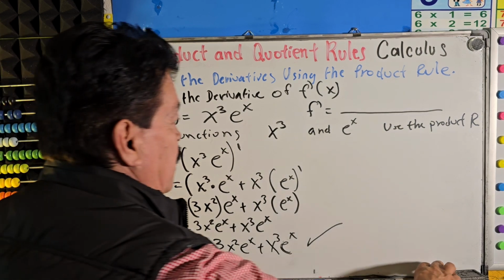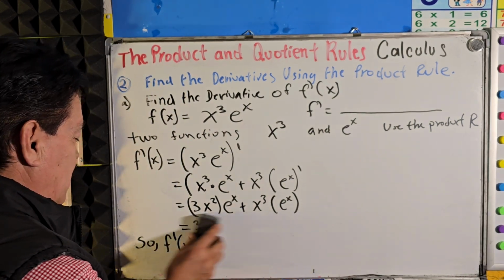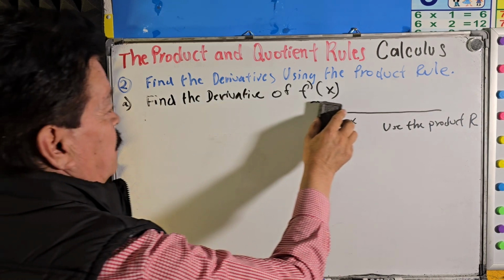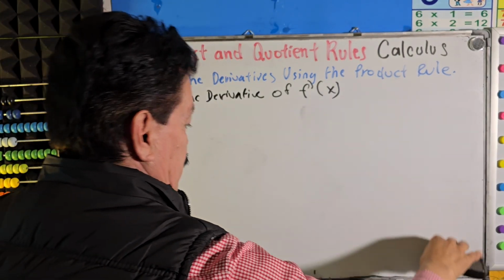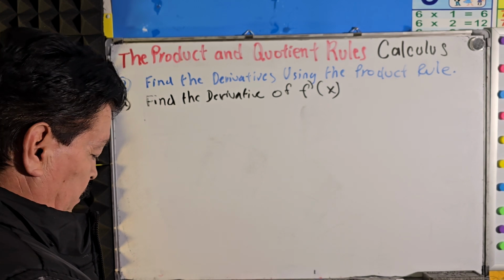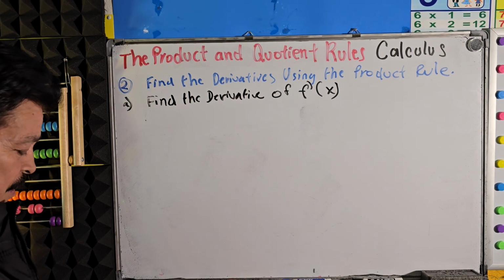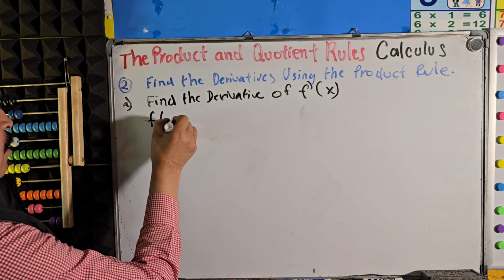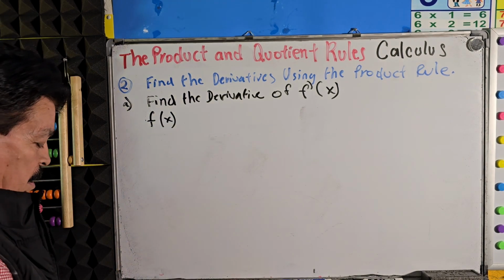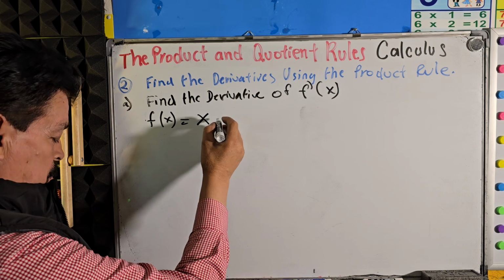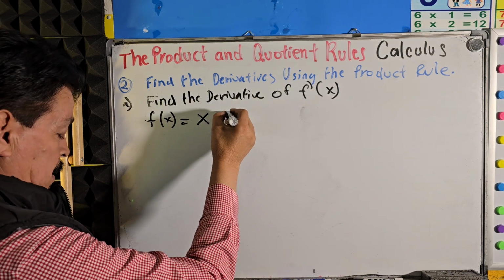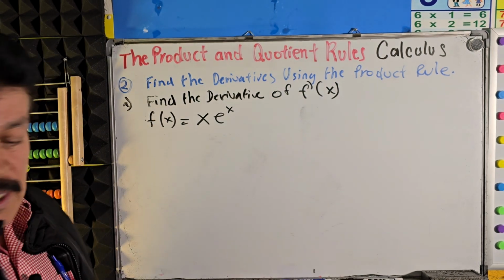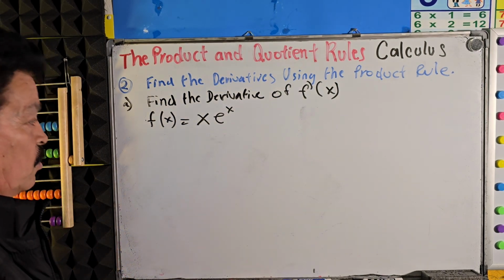Let me show you another one because it's a little complex, right? Let me show you an easy one, another easy problem. So find the derivative of, now let's write f of x. It's another one, equals x times e to the x power. It's very simple.